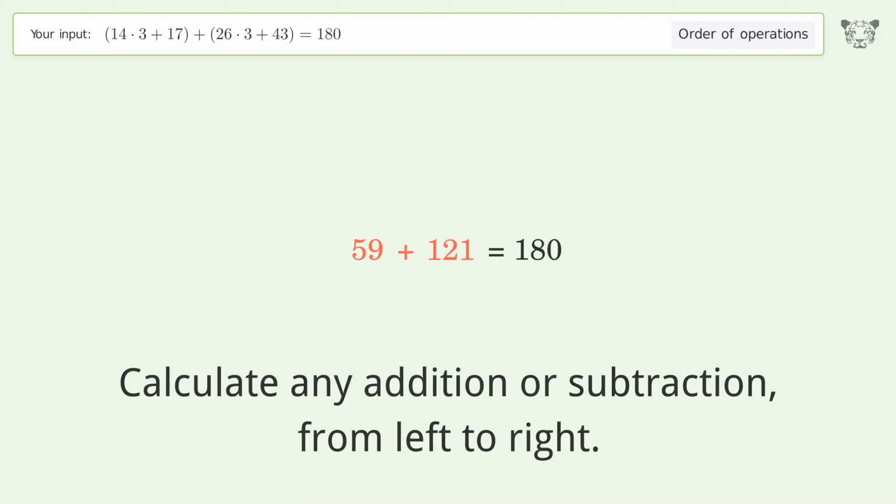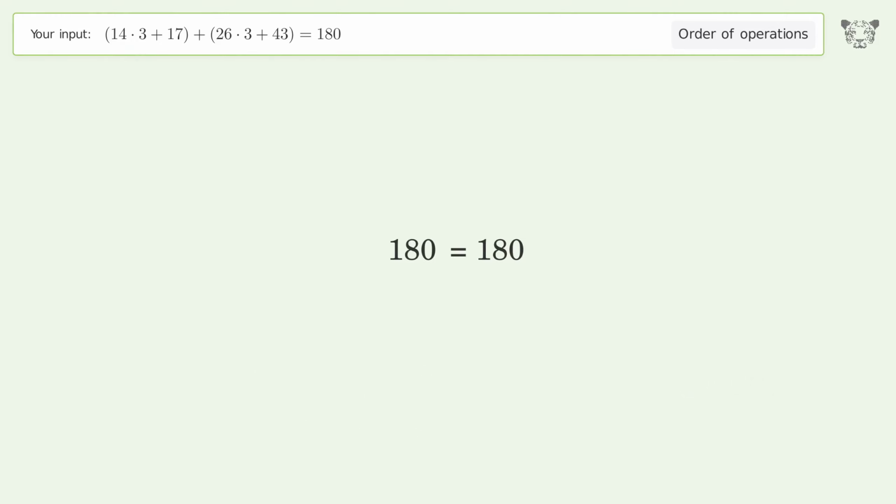59 plus 121 equals 180. And so the final result is 180 equals 180.